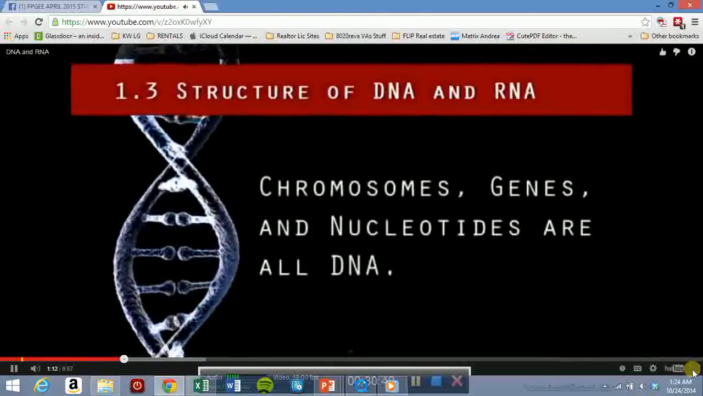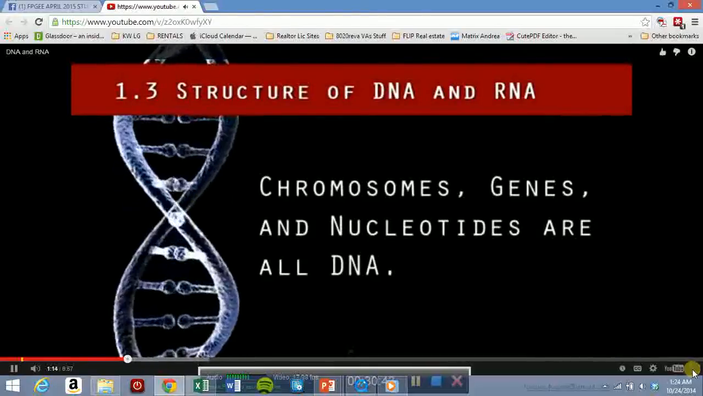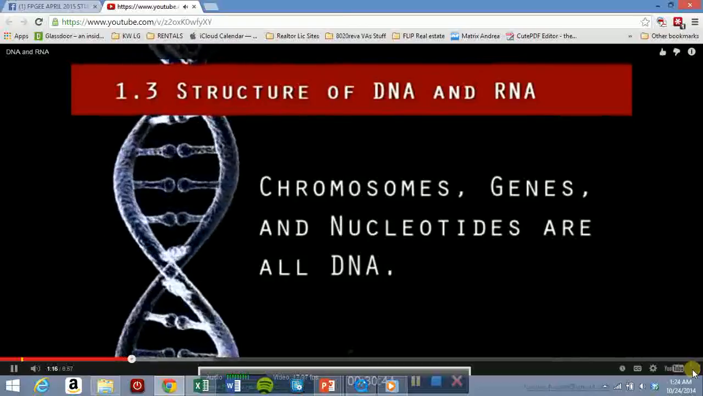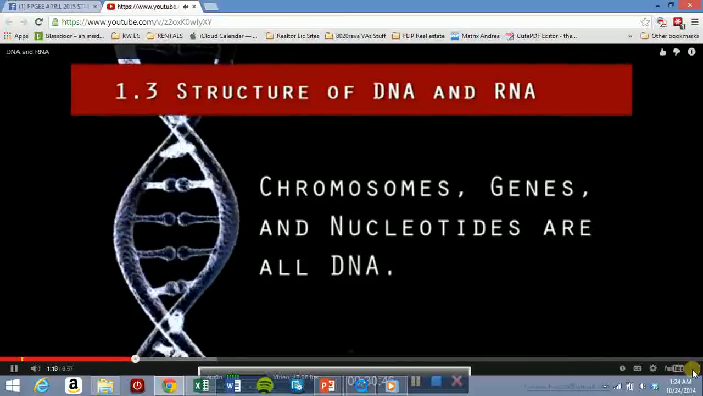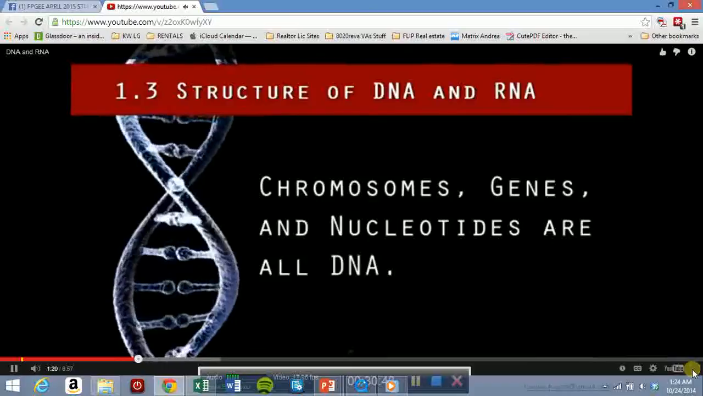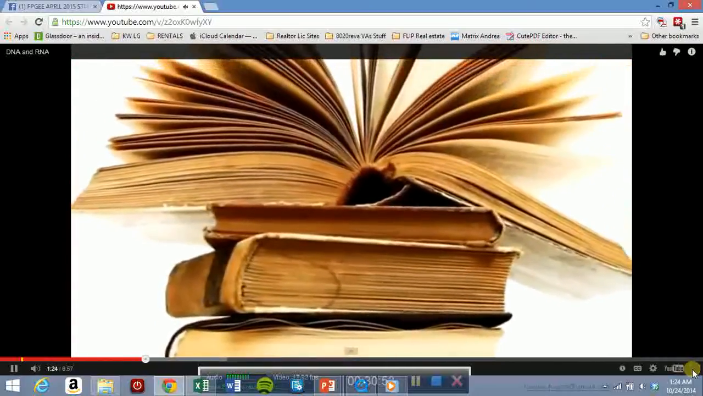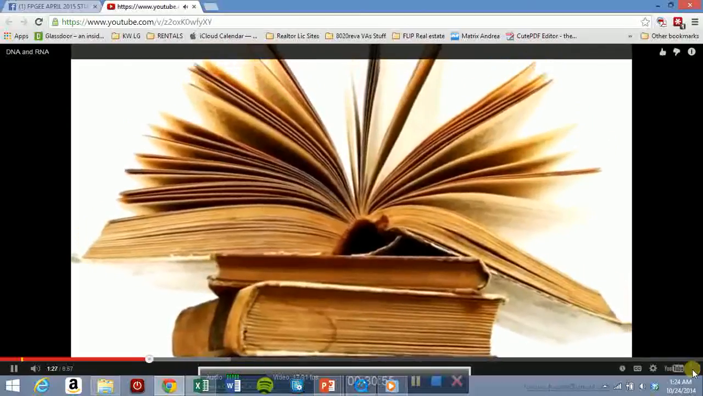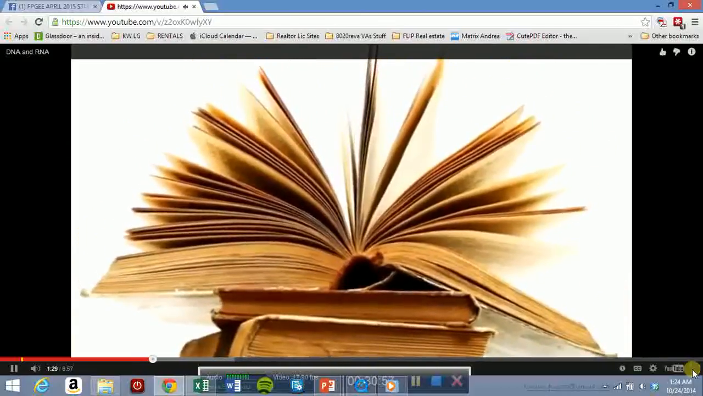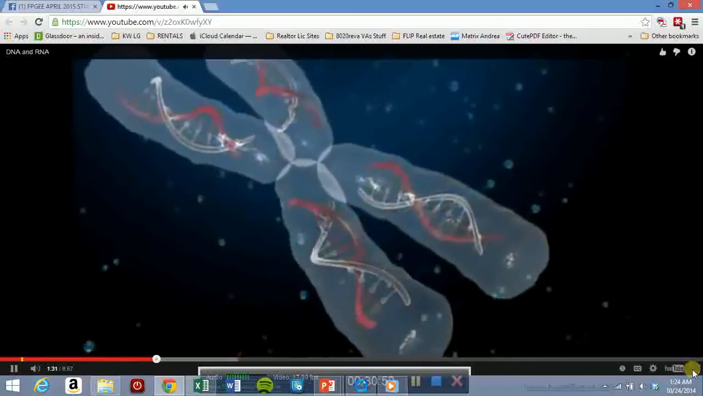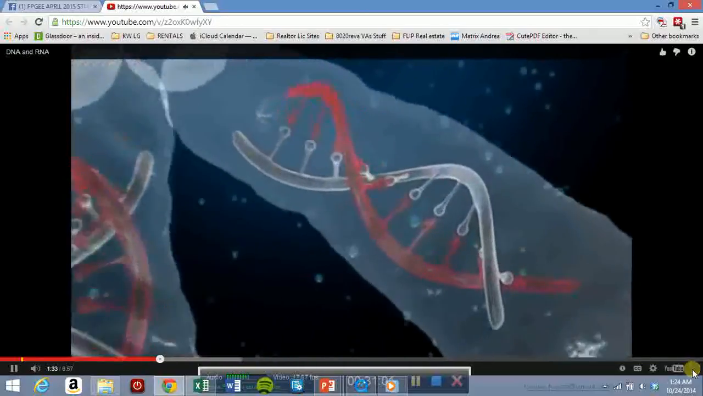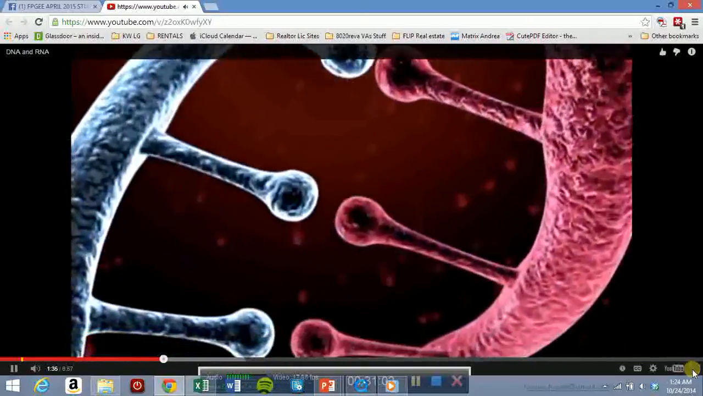Chromosomes, genes, and nucleotides are all DNA. They are just different levels of organization for the DNA. Let me see if I can explain that better. To use an analogy, it's like a book. The book is divided into functional units called chapters, and the chapters are made up of individual words. Chromosomes are divided into functional units called genes, which are made up of individual nucleotides.